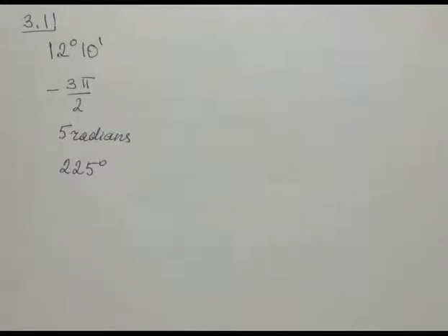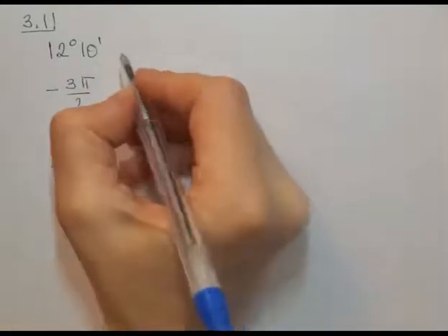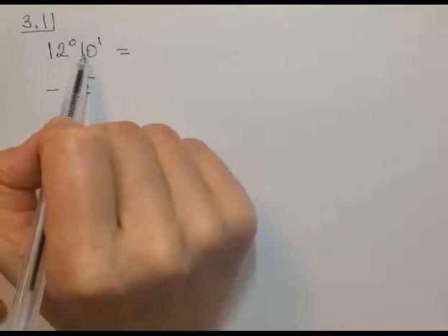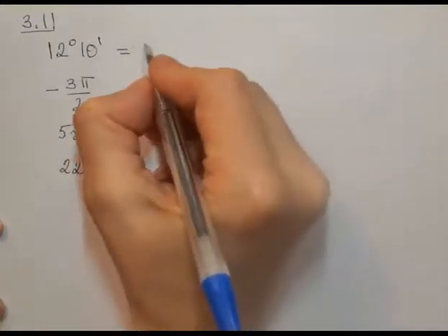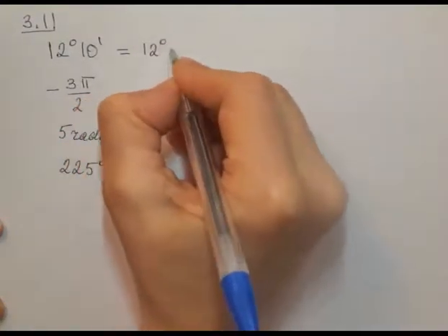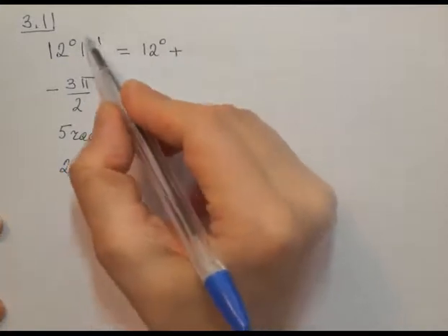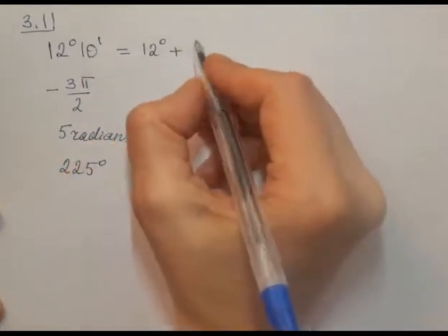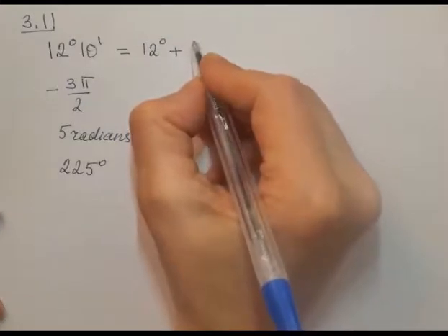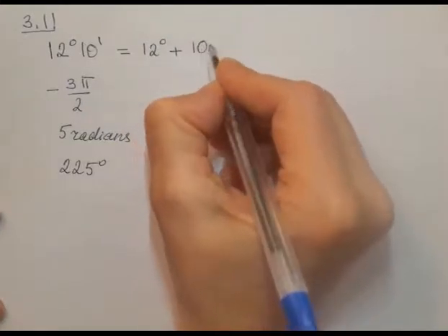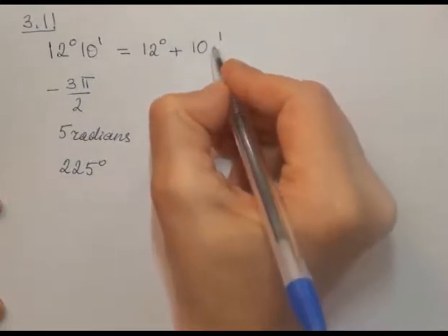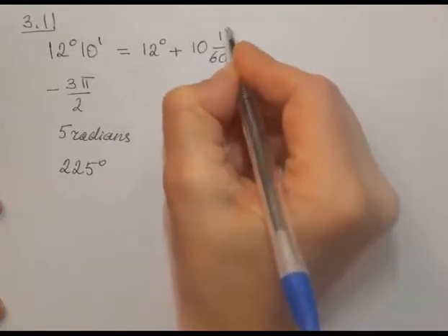Let us convert 12 degrees 10 minutes to radians. So first, let us use decimal degrees instead of degrees and minutes. 12 degrees plus 10 minutes, that can be represented in degrees as 10 times 1 minute, and 1 minute is 1/60th of a degree.